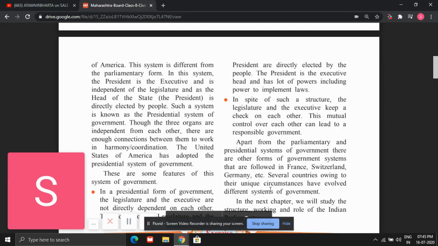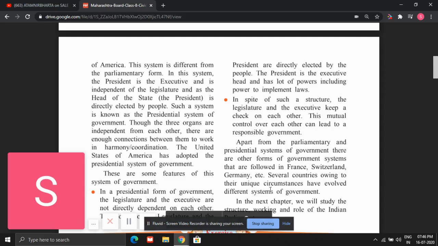How is it different? In this system, the president is the executive and is independent of the legislature. Earlier, we studied in the parliamentary form that the executive is dependent on the confidence of the legislature. But in the presidential form, the president is the executive, is independent of the legislature, and is the head of the state, who is directly elected by the people. If all these features are fulfilled, then such a system is known as the presidential system of government.